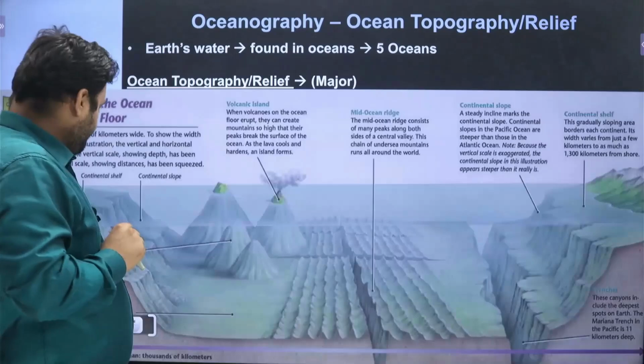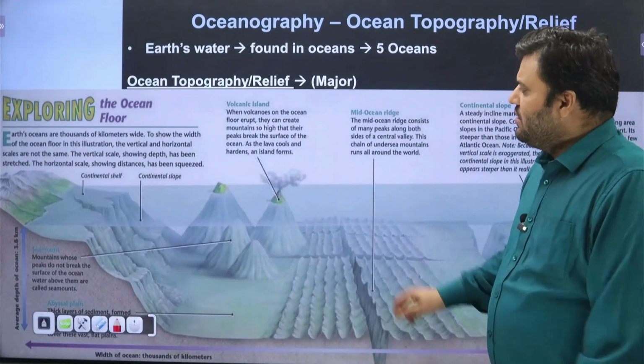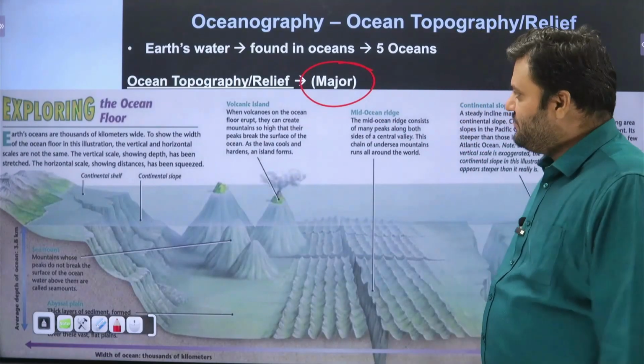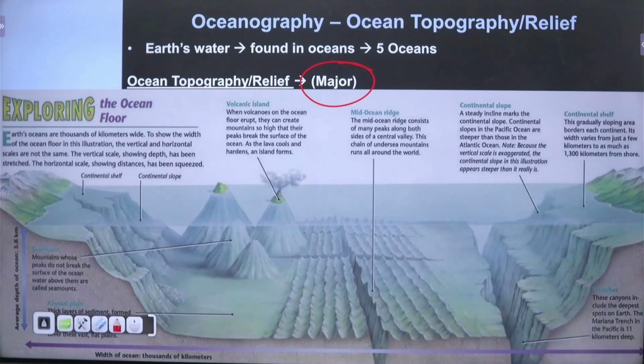Moving ahead, now here you can see the major ocean topographical features. Here you can see in this image, I'm getting out of the frame so that you can see this entire surface, or the orientation of slope, which is used to look like.